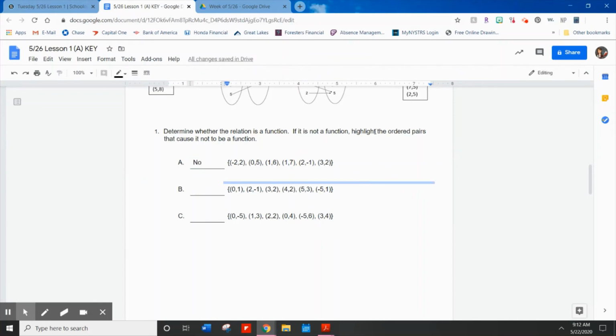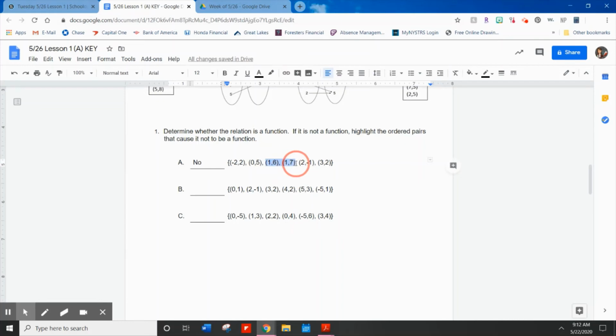Okay, so now it says highlight the ordered pairs that cause it not to be a function. So it's basically either one of these. So one of those would have to go in order for it to be a function. So I'm going to highlight those. All right, I'm going to have you pause the video and do B and C on your own.